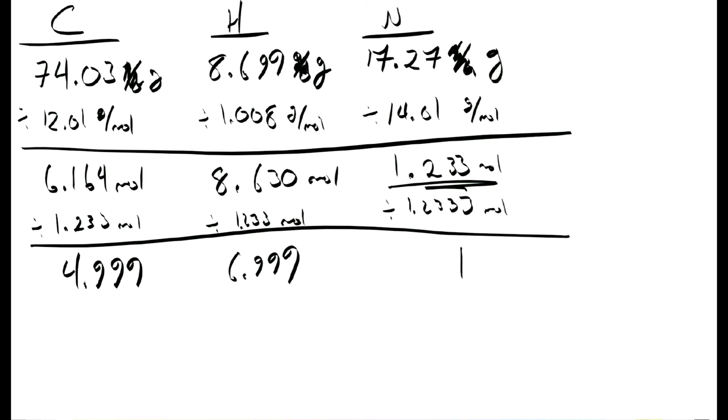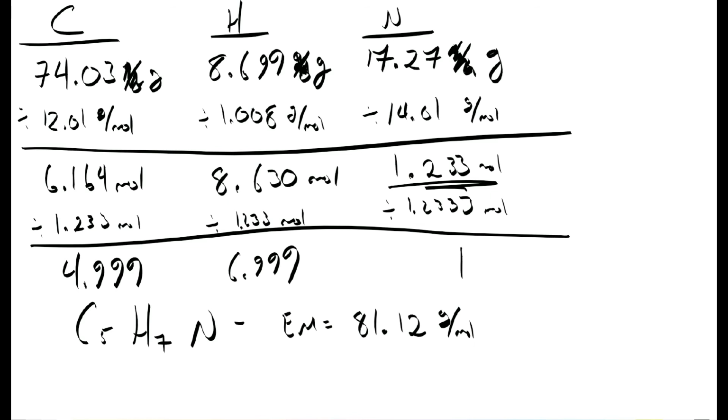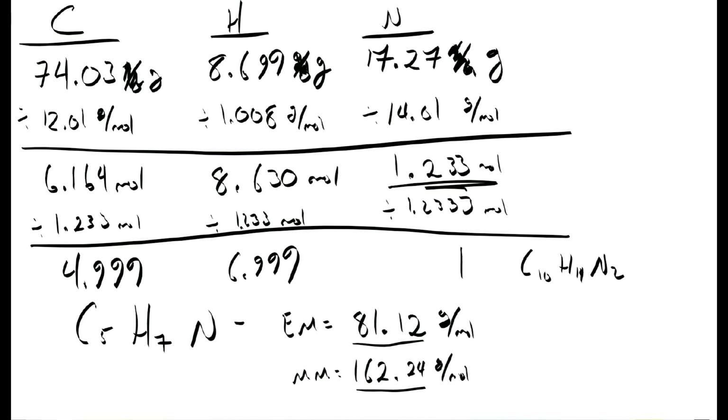So, in this case, our empirical formula is C5H7N, which gives us an empirical formula mass, or an empirical mass, of 81.12 grams per mole. And our molecular mass, our molar mass, our formula mass is 162.24 grams per mole. In this case, I'm not using a fictional molecule. It is, in fact, well, hopefully this should be obvious, but 162.24 divided by 81.12 is 2. It's C10H14N2. Our mystery molecule here is nicotine.